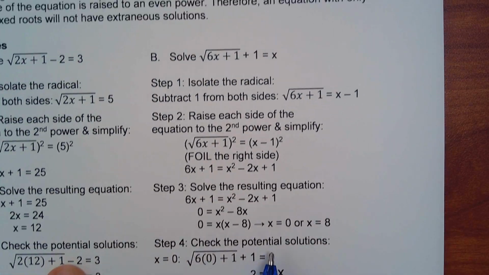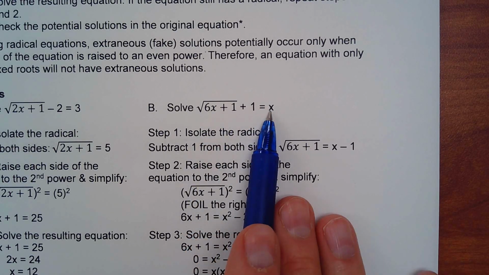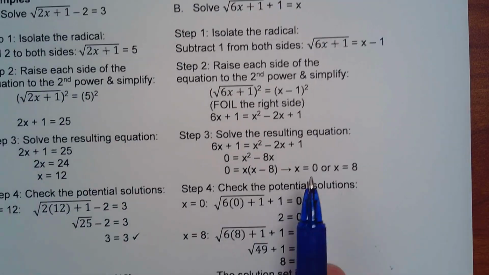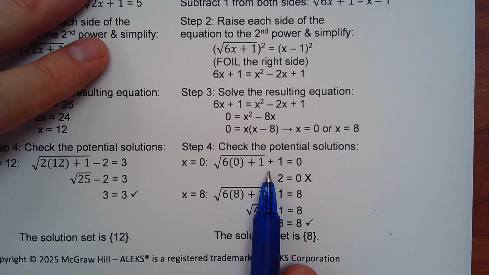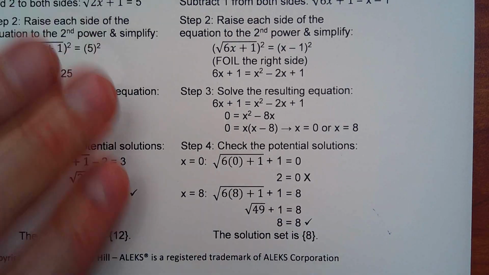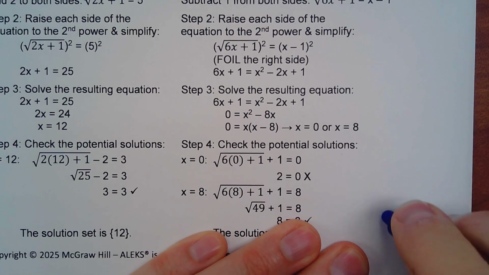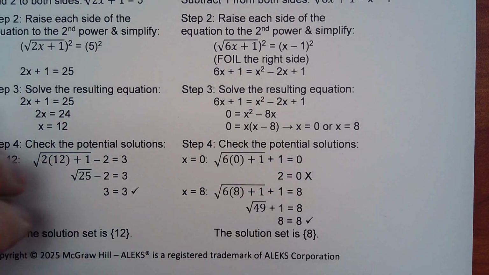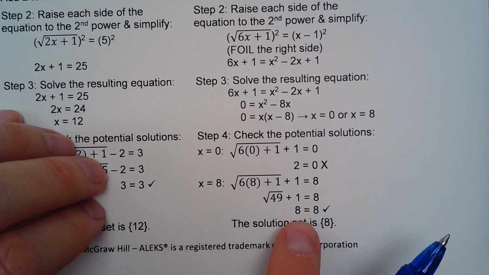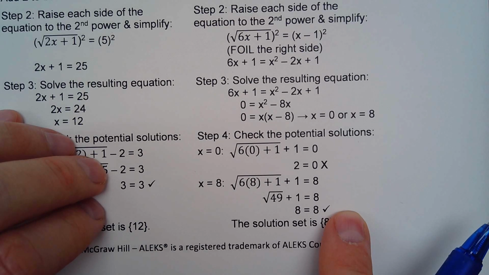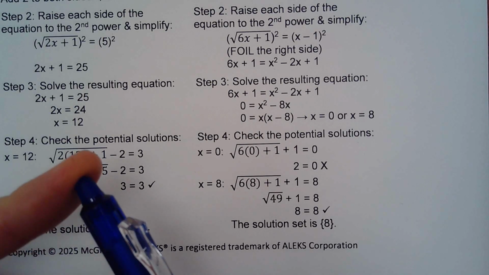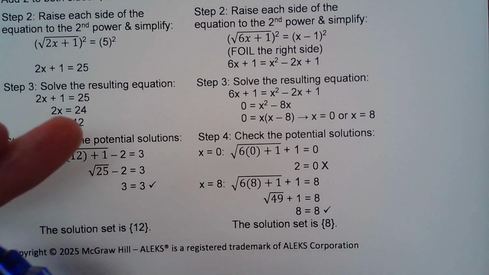So we have to go back to our original equation. First plug in 0, see if it works. And then plug in 8, see if that works. Now, when we plug in 0, we run into a problem. We get 2 equals 0. That does not work. That means x equals 0 is a fake solution. I need to toss that out. When I check the 8, that does end up working, so that checks. So even though we had 2 potential answers, only one of them worked. And when you have 2 potential answers, sometimes they both work, sometimes one works, and sometimes none of them work.